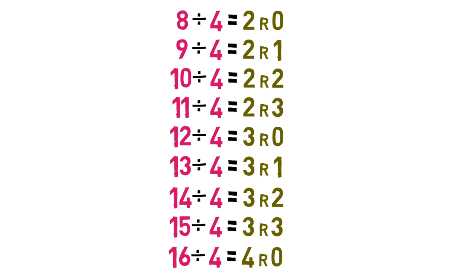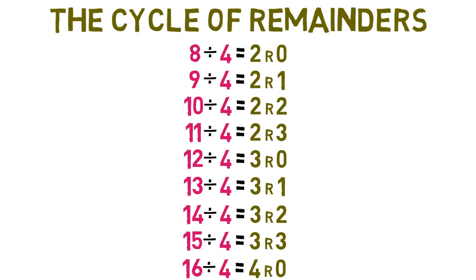This pattern, in which the remainder increases by 1 and then drops back to 0, is called the cycle of remainders. Notice that in this case, the cycle of remainders goes from 0 to 1 to 2 to 3, and then resets back to 0. This is because when the divisor is 4, the remainder must always be less than 4.